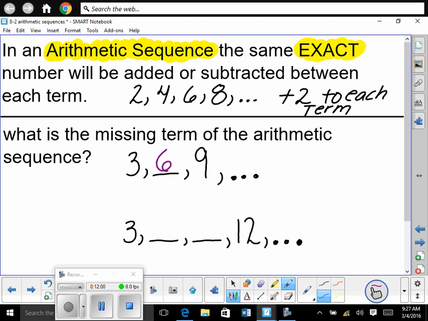So let's do another one. So this time we have 4 consecutive terms, which means 4 terms, one coming right after another, correct? Now, how many units are between 3 to 12? Let's figure that out. So 12 minus 3. 9 units.